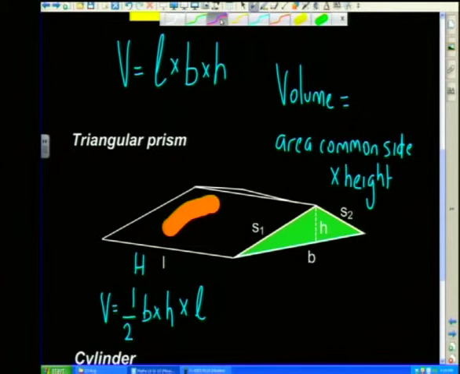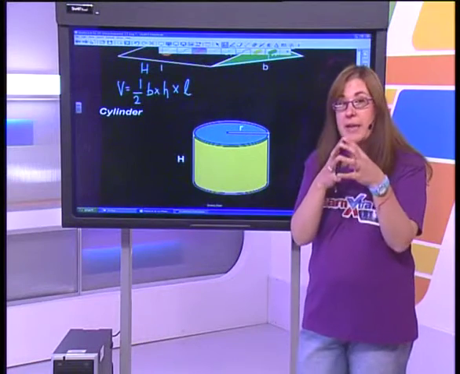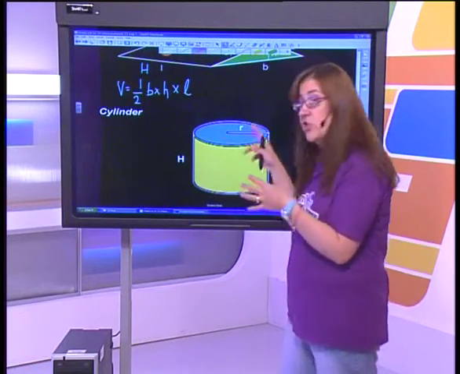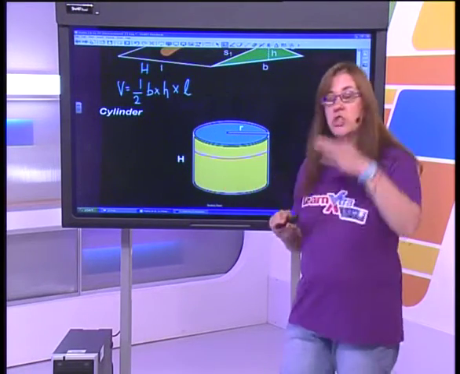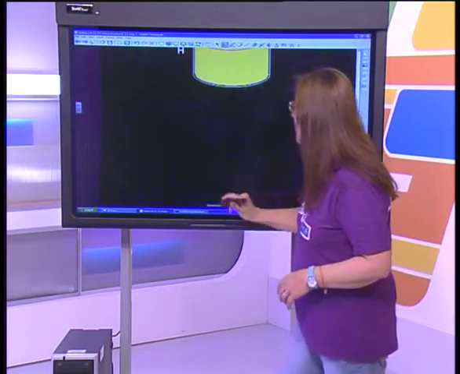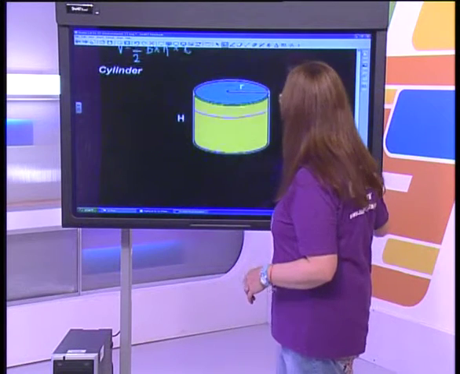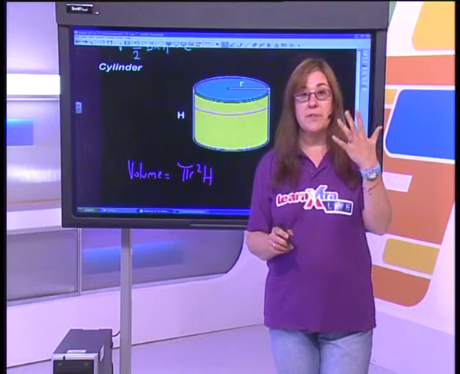And finally, let's get to our cylinder. What would be my common side? If I cut this, the only way I can cut it so it stays the same is if I cut it along the circle edge, so that I remain with a circle. So my formula here would be the area of my common side, which is pi r squared, times by the height of the shape, which is my h. And that's your formula. Remember, you're going to be given the formulas.